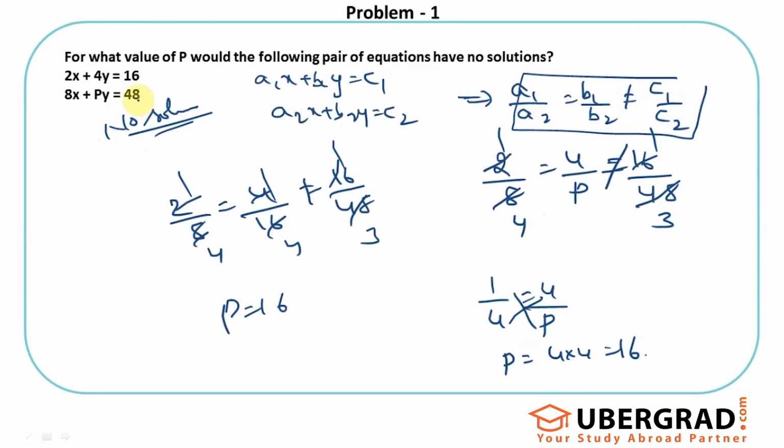If I had this, which is also not given to me, let's assume this is given as k. So when will I have infinite solutions? That will be when I have 2 by 8 equal to 4 by p equal to 16 by k. So this is 1 by 4. So 4 by p should also be 1 by 4, so p is 16, and 16 by k should also be 1 by 4. So k should be 64, so that 16 by 64 is 1 by 4. That is how I can solve the question for infinite solutions.